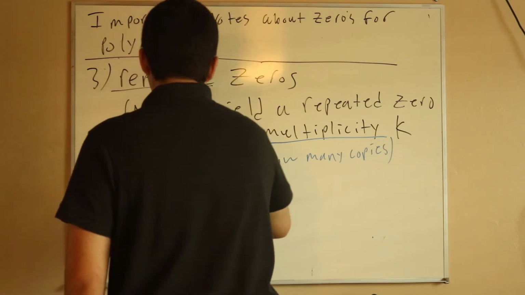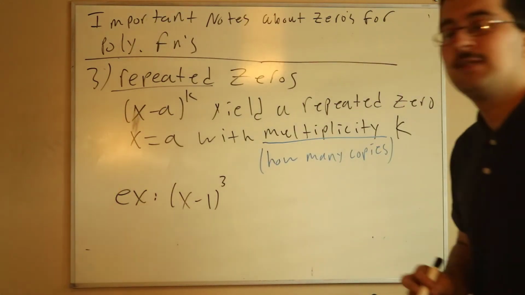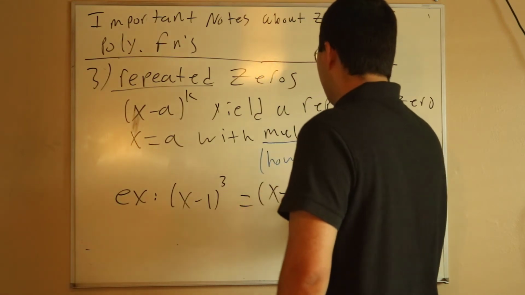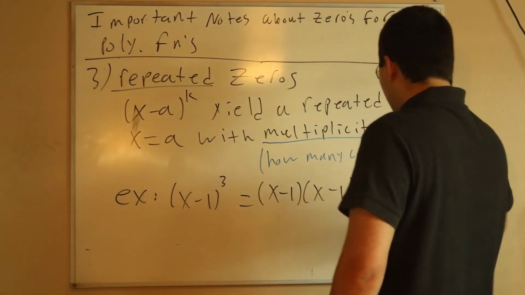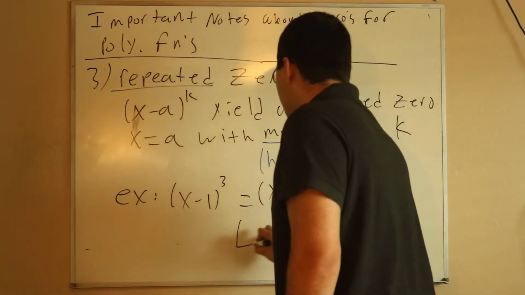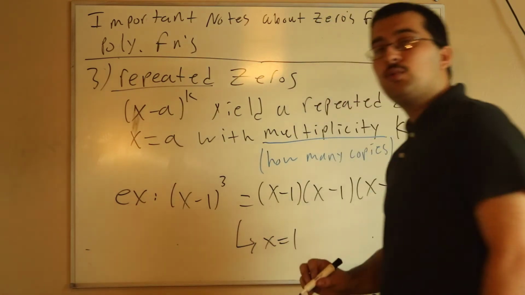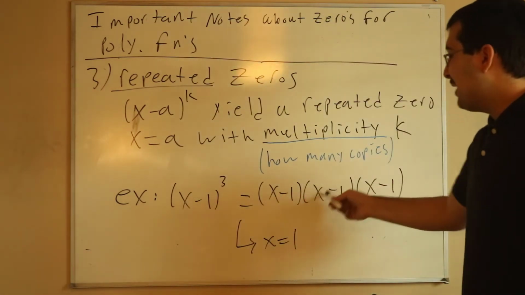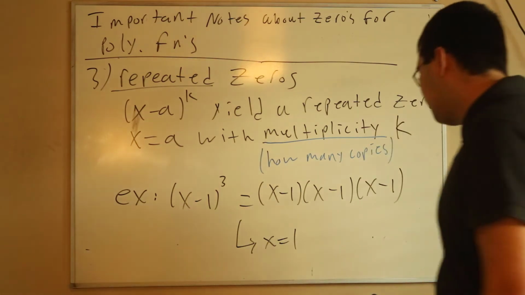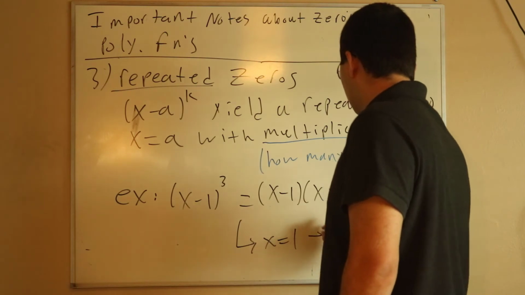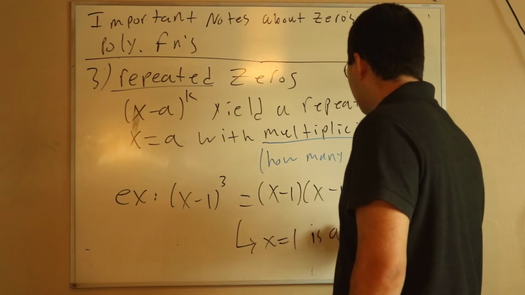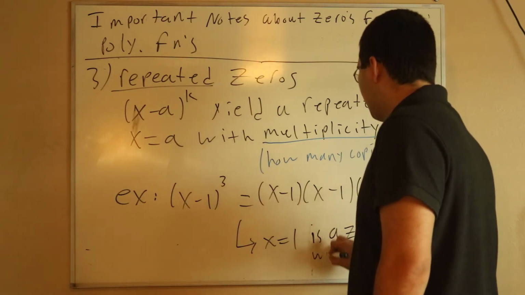All right? To show a more concrete example of what I'm trying to get at, I mean this. If we consider (x minus 1) cubed, this can be rewritten as (x minus 1) times (x minus 1) times (x minus 1). Okay, and so from here we can hopefully see that this will produce x equals 1 as a zero, but there will be 3 separate copies of x equals 1 as a zero. So this has multiplicity 3. So x equals 1 is a zero with multiplicity 3.